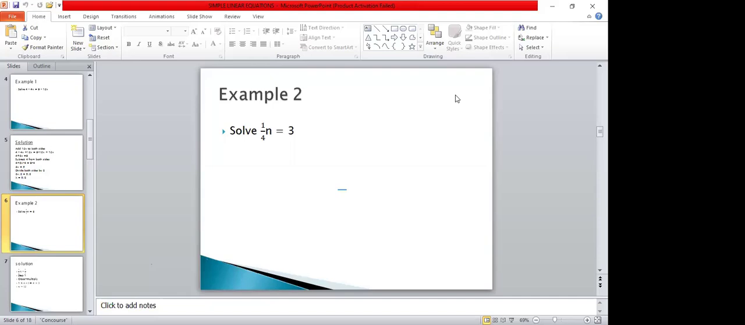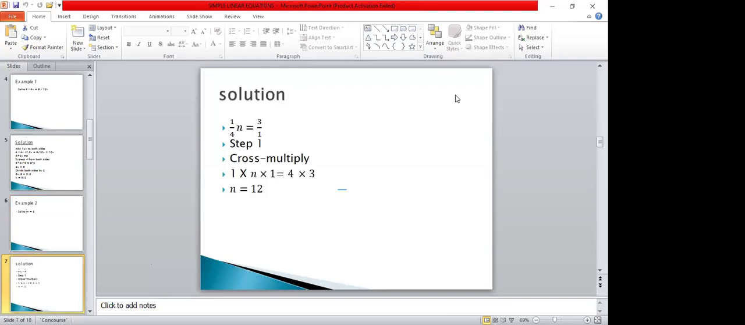So look at it now. In this situation, whenever you have a single fraction equal to another single fraction. Now, so we are back now. The network is slow. So now step 1, you cross multiply. You write that 3 as 3 over 1. So whenever you cross multiply, you can draw a cross across the equality sign. So look at it. That will be 1 times n times 1. We have 1 times n times 1. Then we have 4 times 3.